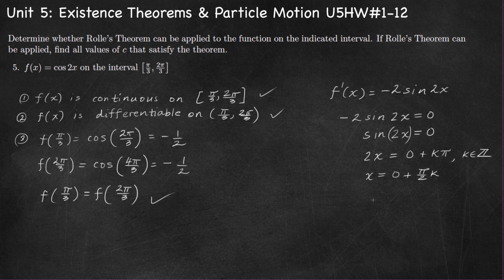So we have to only keep solutions that are in our interval. So multiples of pi over 2 that are in our interval. Our interval goes from pi over 3, which is here, to 2 pi over 3, which is here. So we're only working with this interval, and the only multiple of pi over 2 in that interval is pi over 2. So we have c equals pi over 2.